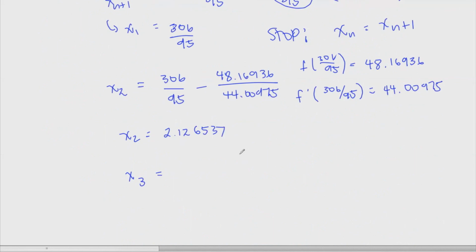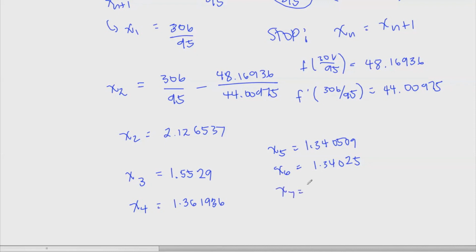So doing x sub 3, you'll get 1.5529, and then you do it again for x sub 4. That's the same procedure, and you will obtain a value of 1.361936, and then do it for x sub 5. This process of repeating is what we call the iteration process. As you can see, from x sub 4 to x sub 5, they're very close to each other now. So we should be able to get the same answer at the next step, probably. So that's 1.34025 for x sub 6, and for x sub 7, I think this is the final answer.